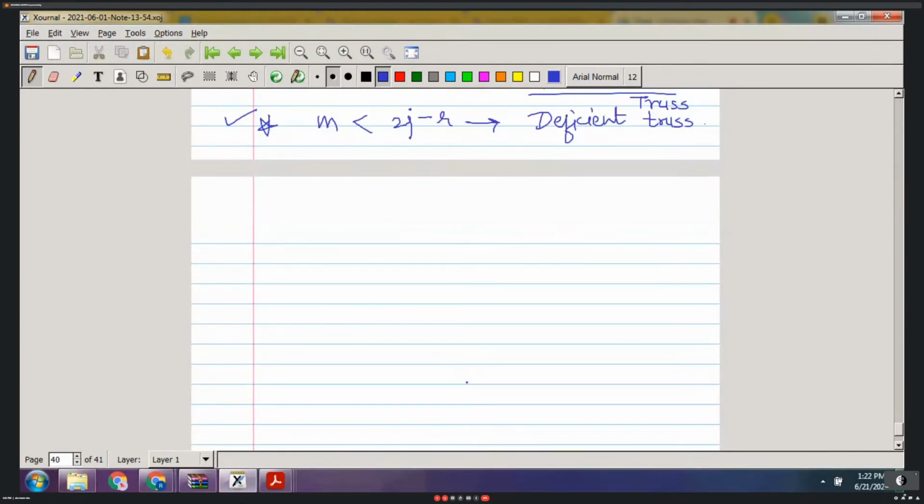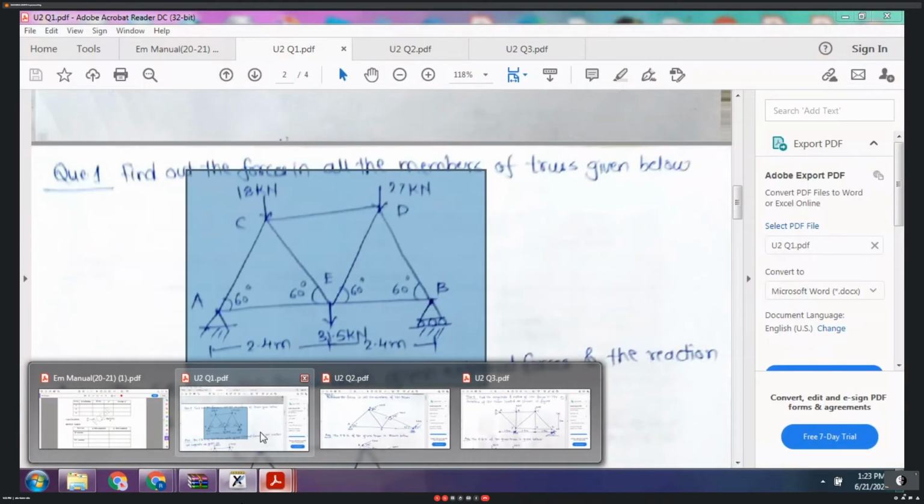Now while analyzing the structure using any one method, that is method of joint or section, some basic things must be known to you. What are our assumptions for analysis? So I am going to read it for you. I will send this to you later.